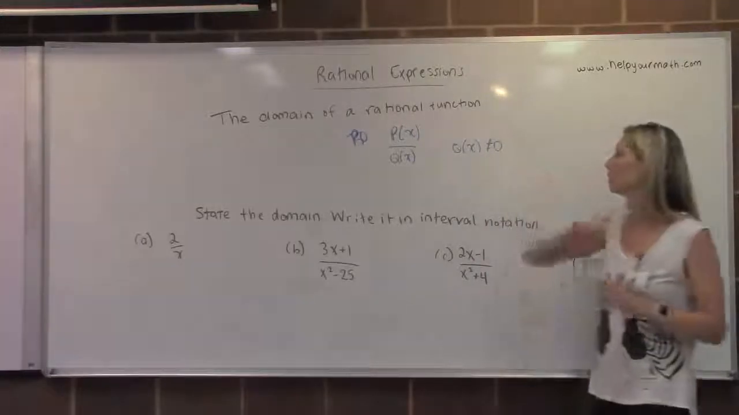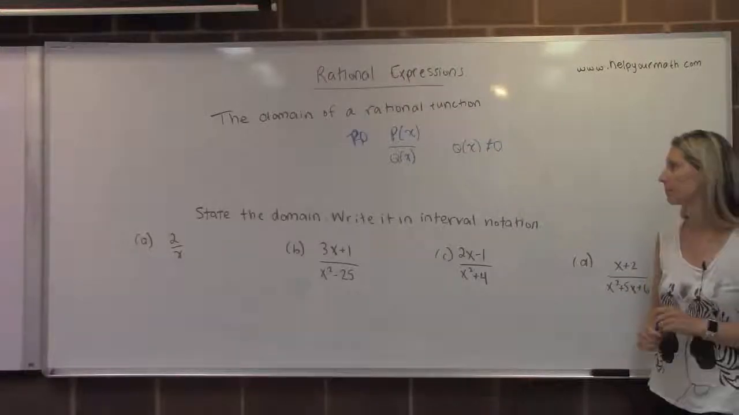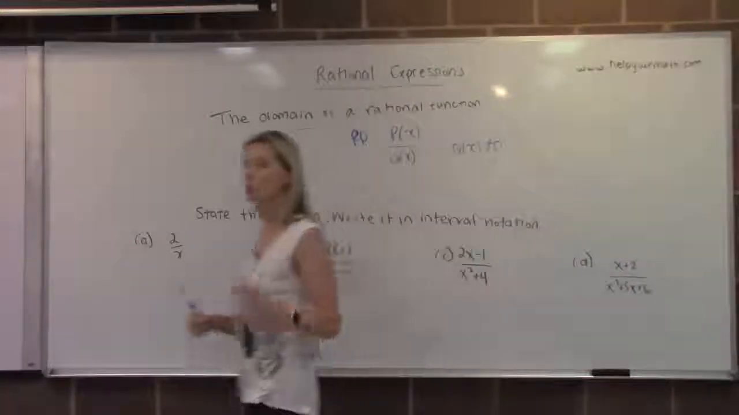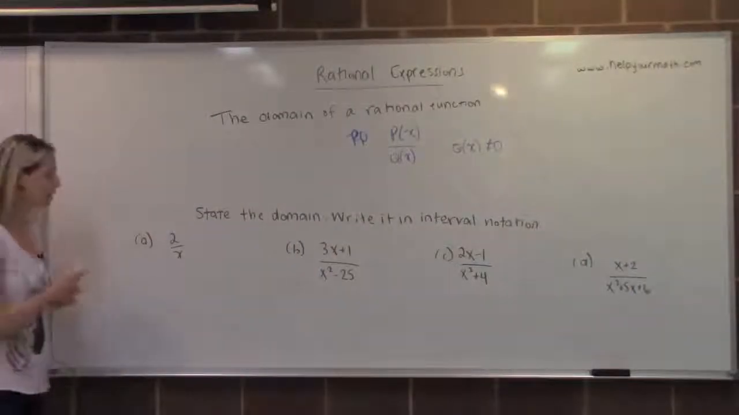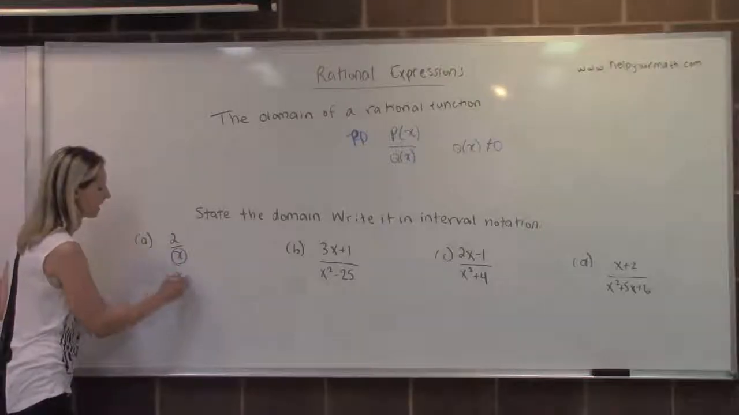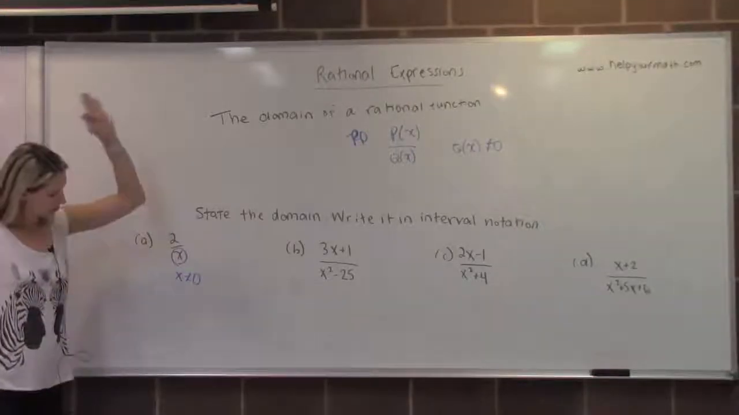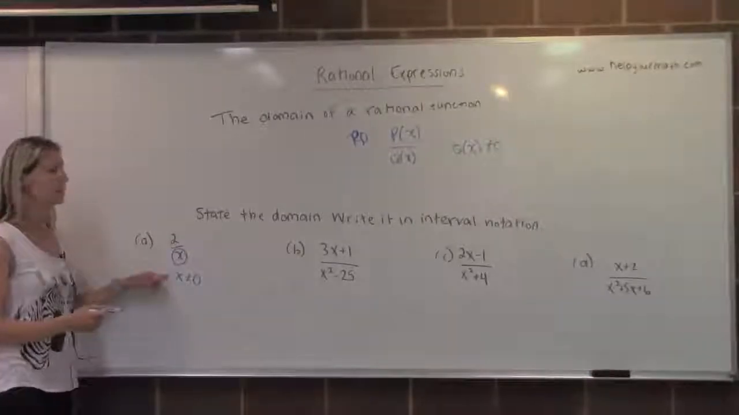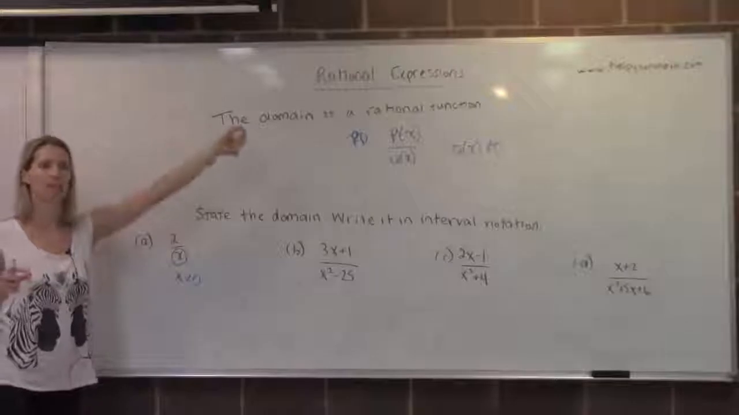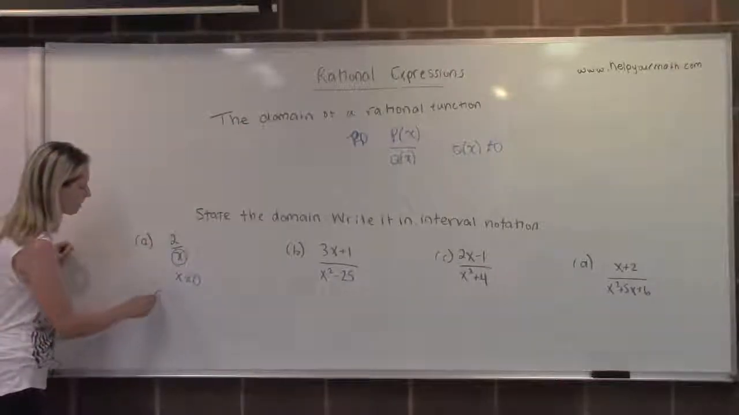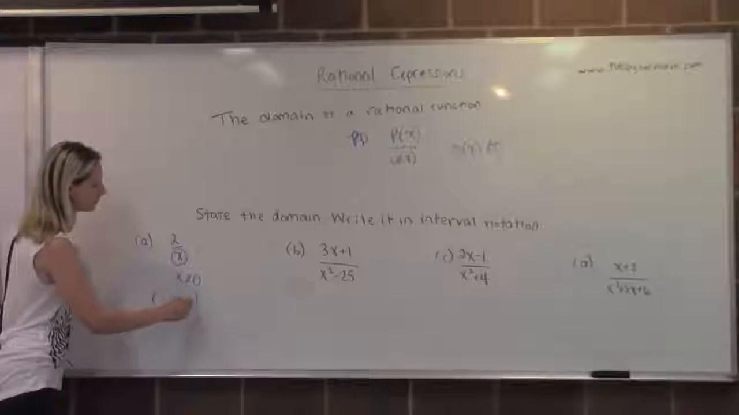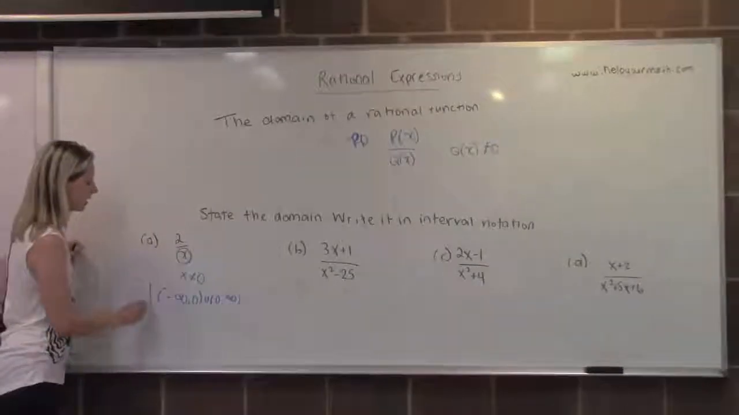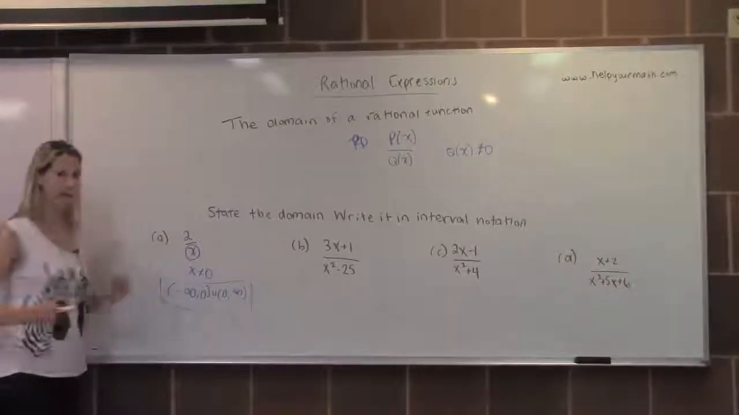Okay, so what's going to create zeros in the denominator? We're going to state the domain, and we're going to write it in interval notation. For letter A, we have 2 over x. What's not allowed is that x cannot equal 0. That's the restriction on the domain. We need to write it in interval notation. How do we say it can be any real number, but we need to pluck 0 out of it? That would go from negative infinity to 0, and then start back again at 0 and go to positive infinity. That's how we write the domain for letter A.